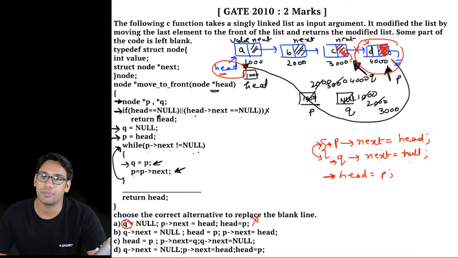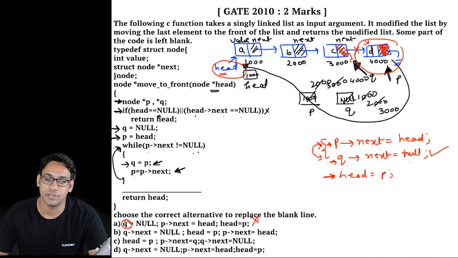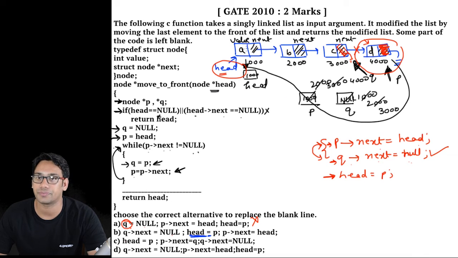Now in option number B they are saying q of next is equal to null, which is correct in that case, but then they are doing head is equal to p, right? So this order is not correct, because if they do this order, then head is now pointing to this node and then we lost the address of the front node. Therefore this option is also not correct.